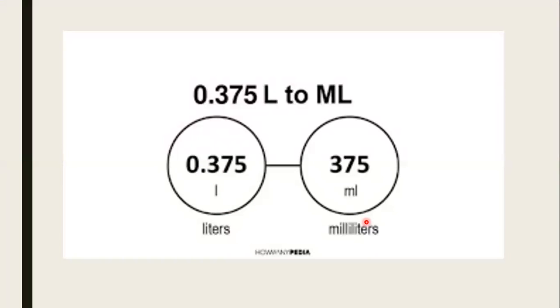I think this is the easiest one. Whenever you convert L into ml, you do the multiplication. Whenever you convert ml into L, you have to do the division. But the number is 1000: multiplication with 1000 and division is also with 1000. I think now this is clear to you.